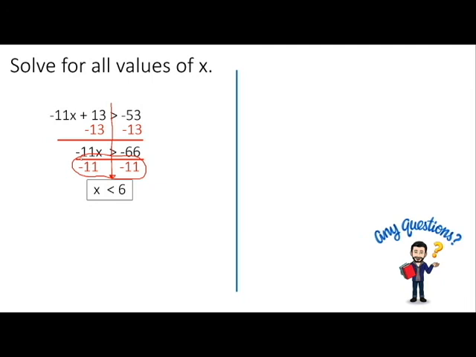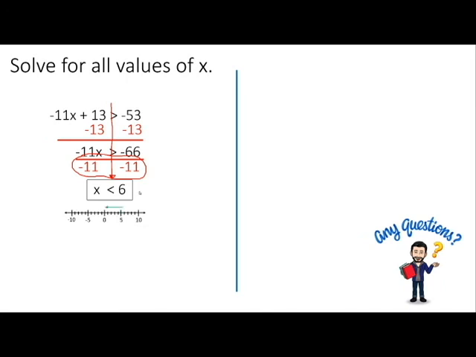Students tend to fall into one of two categories. They either flip everything or they flip nothing. You have to be careful to always be looking for whether or not the sign has to be flipped over. Since I divided by a negative, this greater than became a less than. X is less than 6.